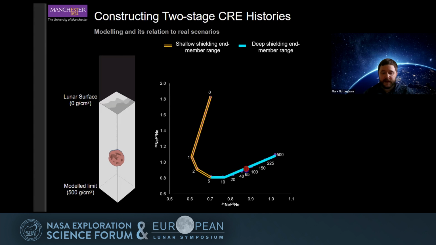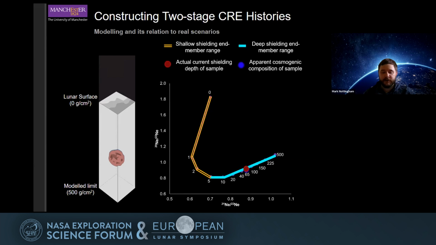Given this depth dependence, we can divide the curve into 2 sections, one representative of the sample being buried within 5 grams per square centimeter of the lunar surface in the yellow double line, and one representing deeper burial between 5 and 500 grams per square centimeter in the blue solid line.